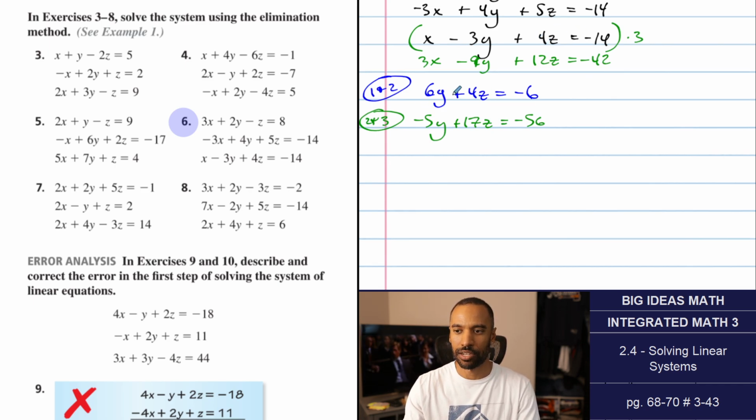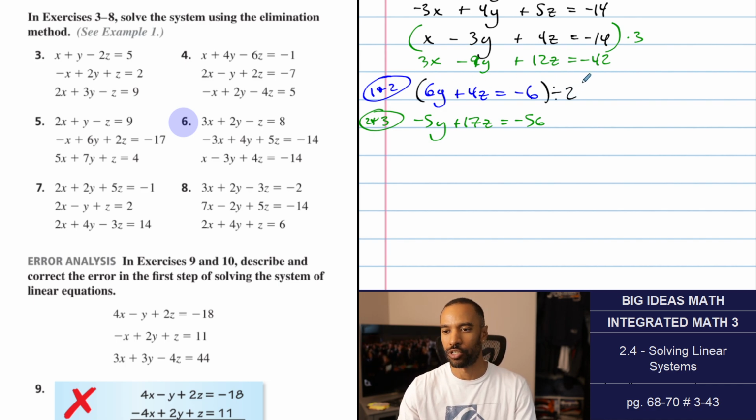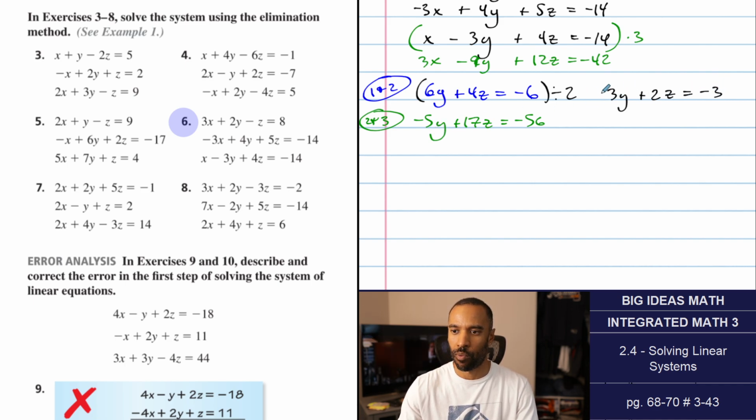But one thing I also can do, I just mentioned in the previous problem, let's divide everything by 2 perhaps. If it makes things smaller to work off of, then that might be more helpful for us. If I divide everything by 2 here, this becomes 3y plus 2z equals negative 3. And now when it comes to eliminating y's, instead of getting a least common multiple with these numbers of 30, we can get a least common multiple of these numbers of 15, right?